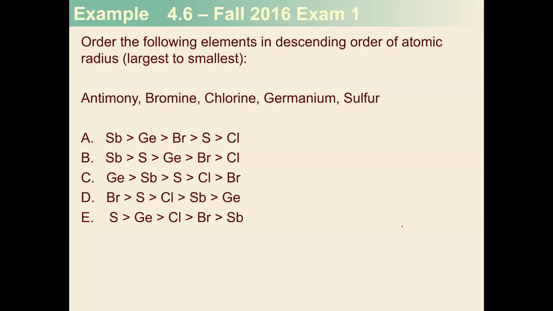So let's look at this example for this video. Order the following elements in descending order of atomic radii. I want to go from the largest to the smallest. So in this case, I have antimony, bromine, chlorine, germanium, and sulfur. So now we have to go and look at the periodic table and be able to see which ones are going to be easily compared to each other.